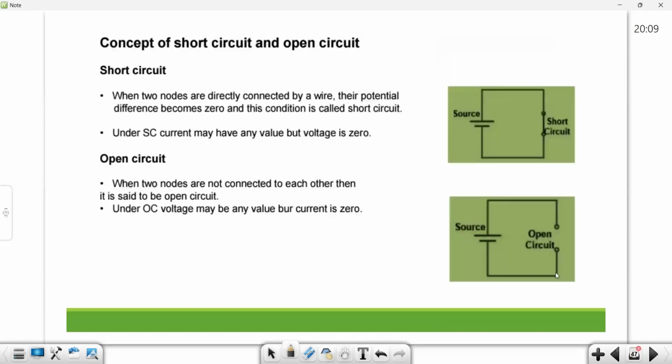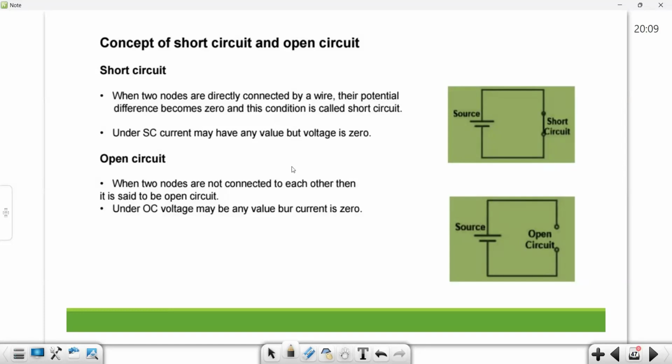Now, this is the important concept. Please listen. What is a short circuit and what will happen when there is a short circuit? When two nodes are directly connected by a wire, their potential difference becomes zero, and this is called a short circuit. Under short circuit, voltage will be zero, but current may have any value. Current can be very high, even infinity.